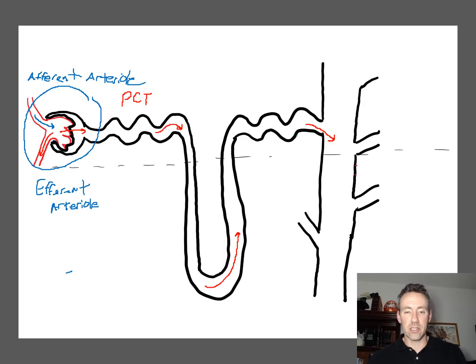And then it dips down into this little loop right here, which is sometimes referred to as a nephron loop or a loop of Henle, or LOH. So it goes through the loop, the descending portion that ascends, comes back to another tubule, but this time this one's distal, so it's called the distal convoluted tubule, or the DCT.